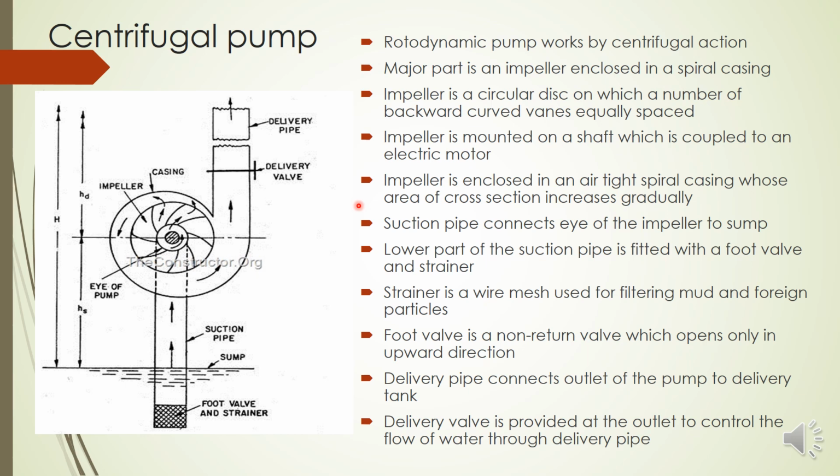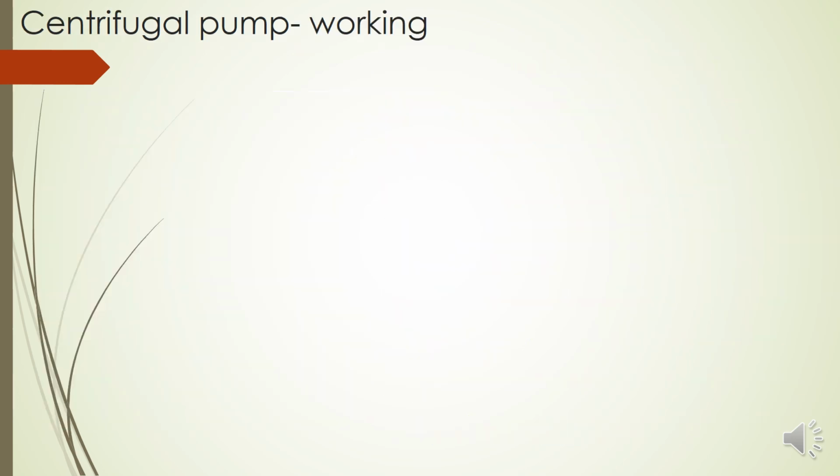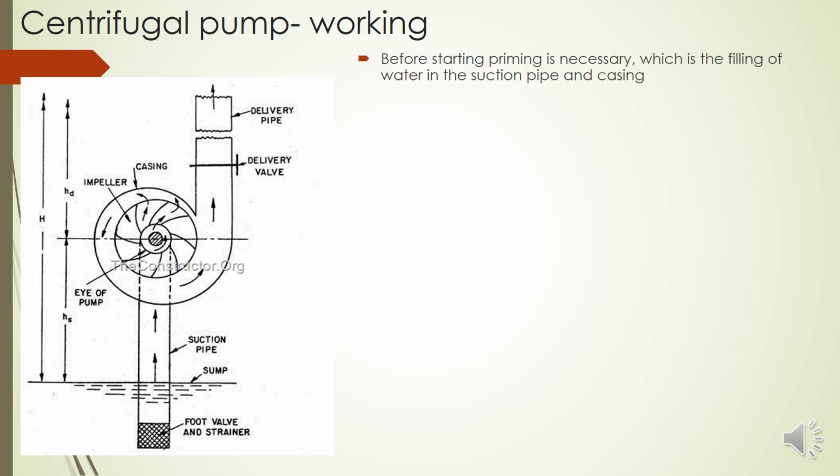Now let's check how the working takes place. Before working a centrifugal pump, this is very important: priming must be done. So what is priming? Priming means before switching on the motor, we must fill water into this casing and this suction pipe. We must ensure that this casing and this suction pipe are full of water, and that procedure is known as priming.